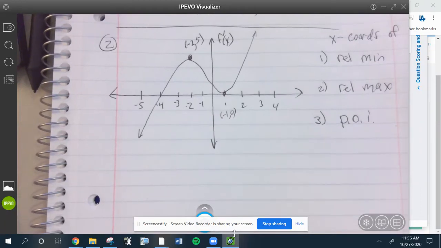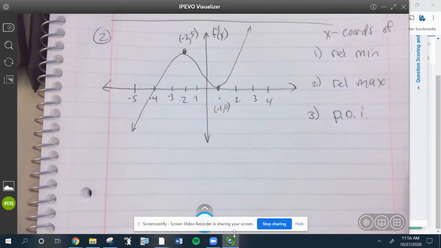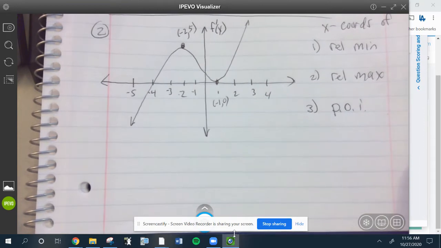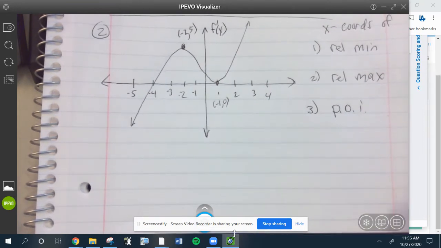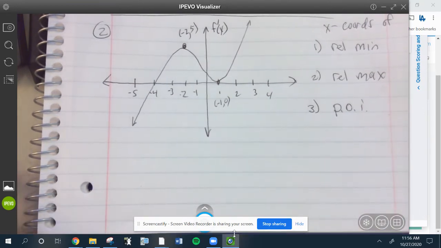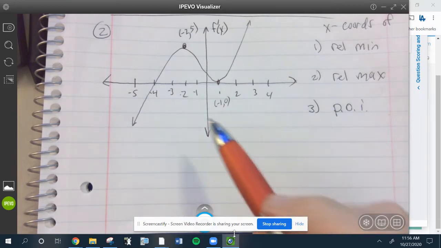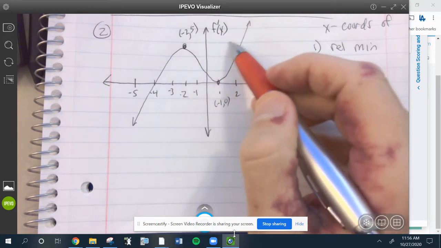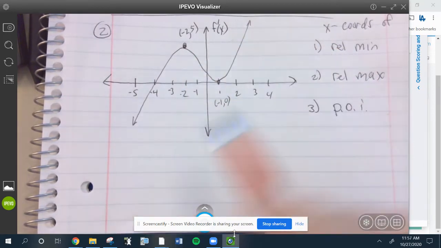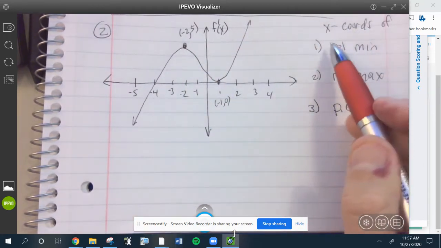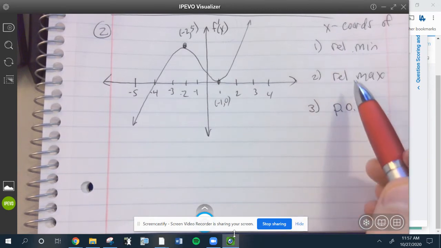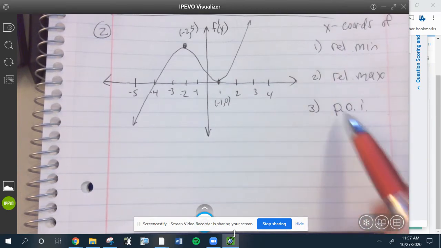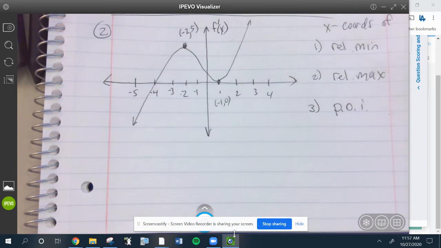Okay, back to a graph question. This will be a little bit of review and a little bit extra because we're going to put the second derivative into it. First of all, this is the graph of the derivative of a function. So it's really important because these three questions we're going to answer, the x-coordinates of relative minimum, relative maximum, and point of inflection, need to be based off the first derivative.